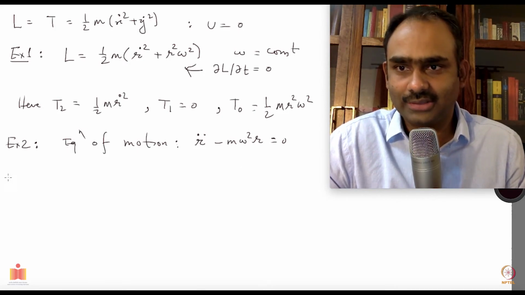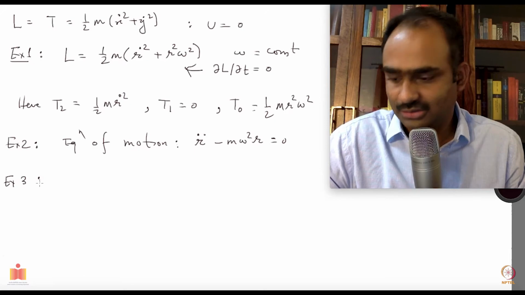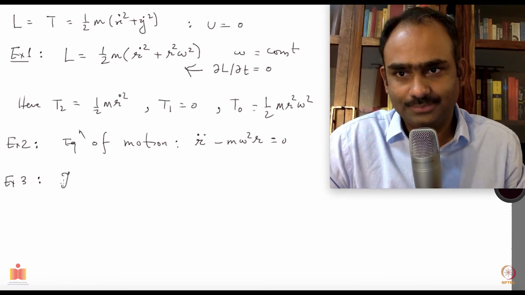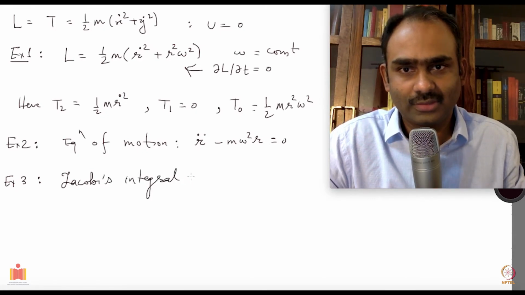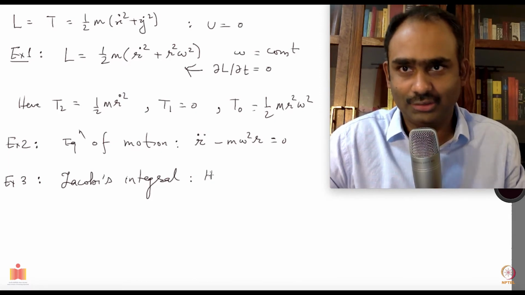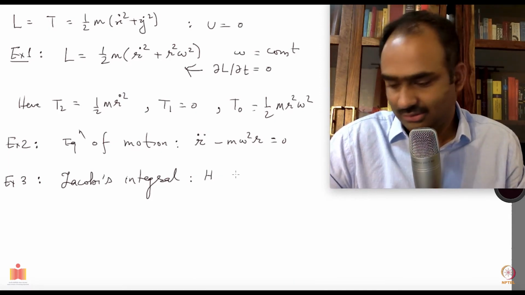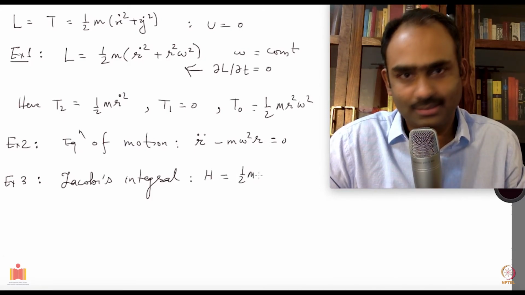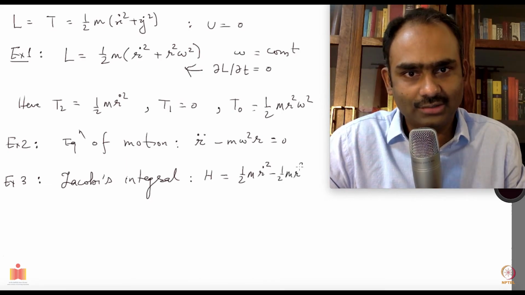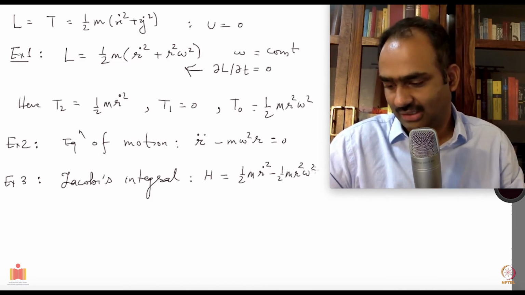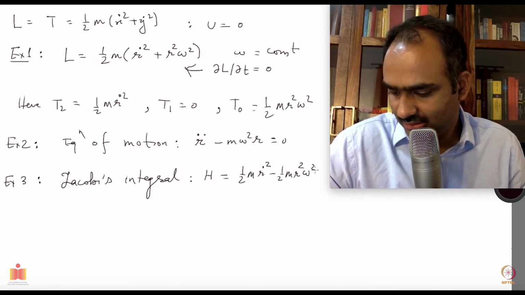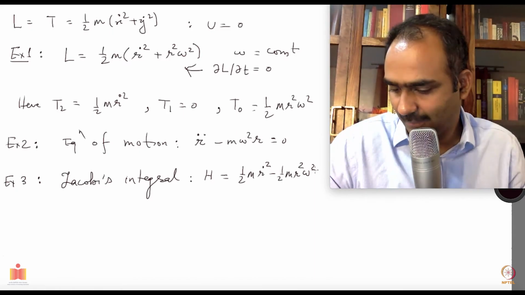Now exercise number 3, which is also simple. Find out the Jacobi's integral. That is, find out h, and you know the formula of h. So show that you get the following. H equals half m r dot square minus half m r square omega square. Okay, that's your Jacobi's integral in this case.